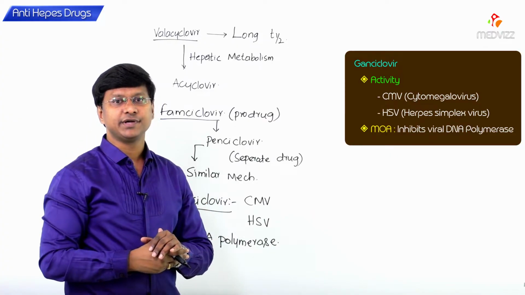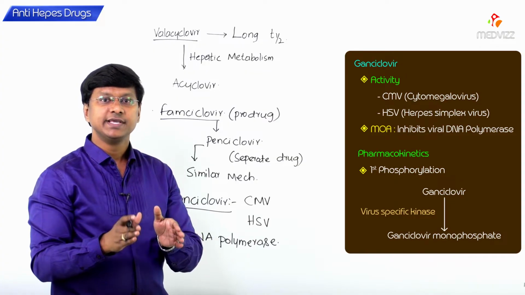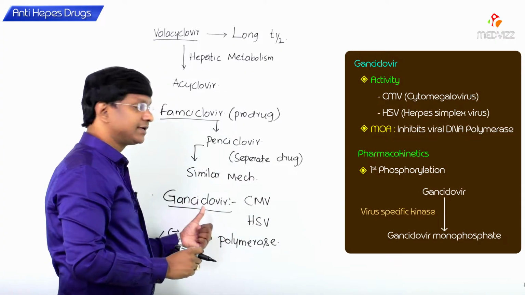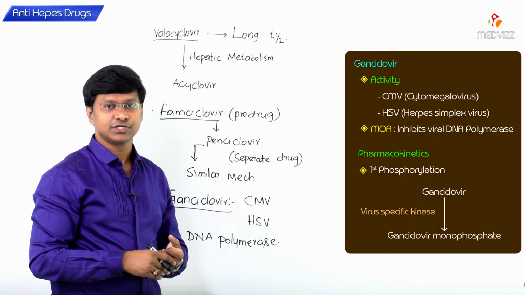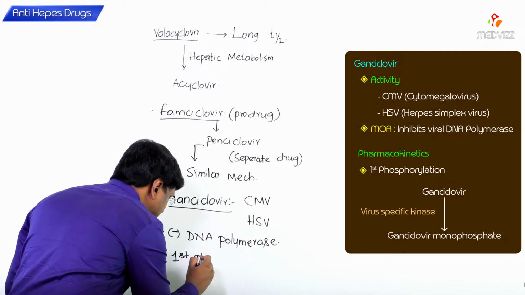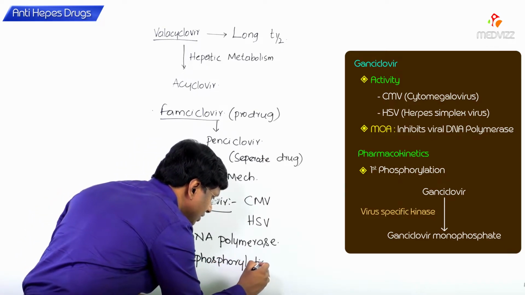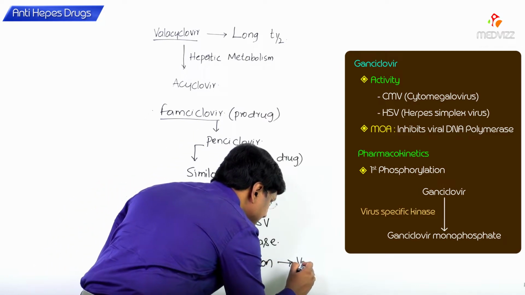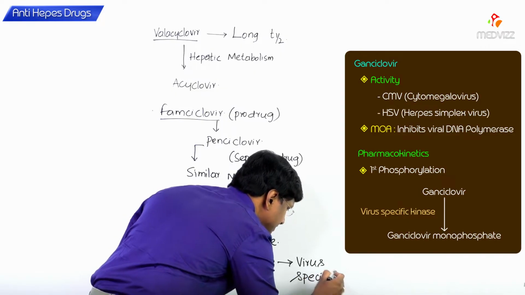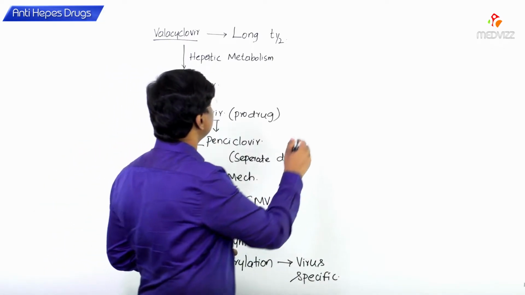Now the other important point is that the first phosphorylation step in this case is also virus specific. The virus specific kinases convert Gancyclovir to Gancyclovir monophosphate.